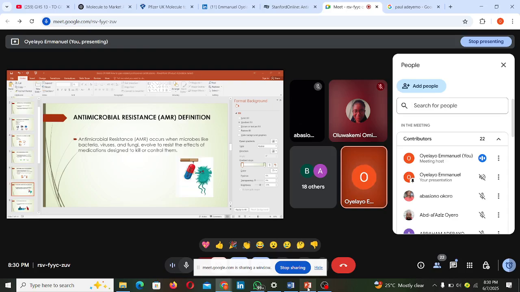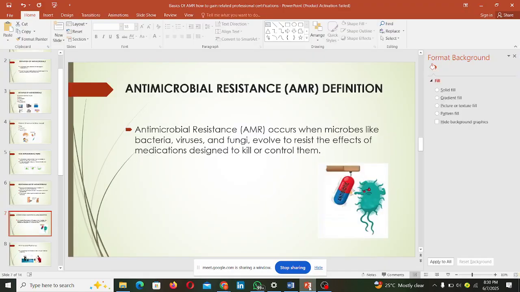Okay. So now we've defined what antimicrobials are. Then we are now going to resistance. So combining them together, we have antimicrobial resistance.